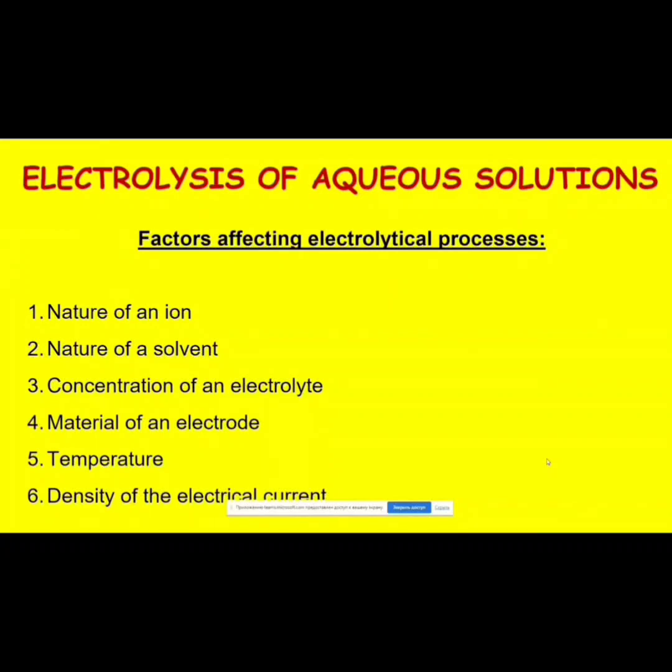So the concentration of the electrolyte also plays a role in electrolysis. Then the material of an electrode. An electrode can be made from carbon, from metals, from different things. We don't know which electrode we use. Then you see temperature and density of electrical current, which is the amperes. If we give more electricity, we will get faster and more electrolysis.